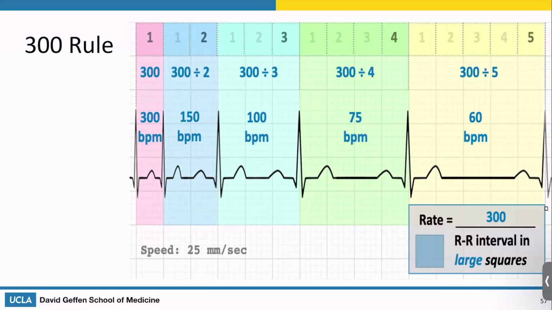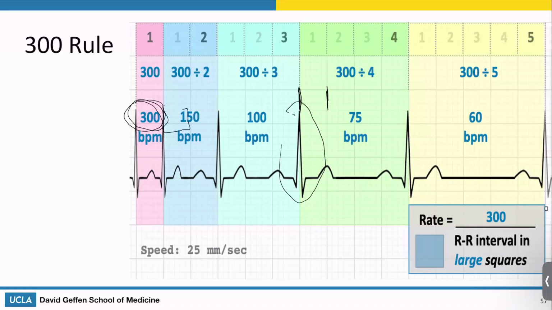You're actually going to measure from box to box. So you want to find one of these QRS complexes that falls right on one of those big boxes. That's the best way to actually calculate it. And it's calculated by taking 300 and dividing it by the R to R interval in the large squares. So you can see that there's one box here. So if you take 300 divided by 1, that's going to be 300 beats a minute.